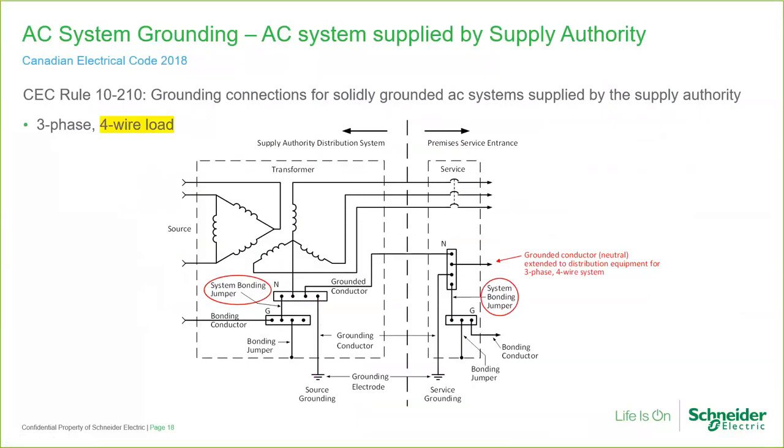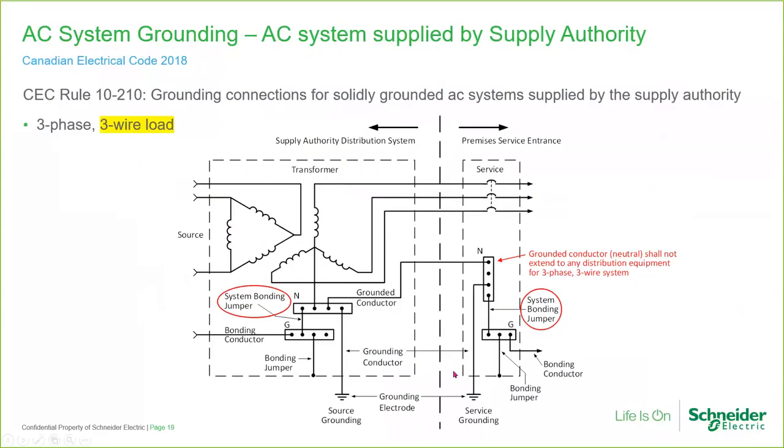The neutral is grounded again at the service entrance. So here's the service entrance inside the building. There's the system bonding, there's the grounding conductor, which grounds the neutral bus to a grounding electrode. So this is required by the Canadian Electrical Code. The Canadian Electrical Code requires the neutral to be grounded.